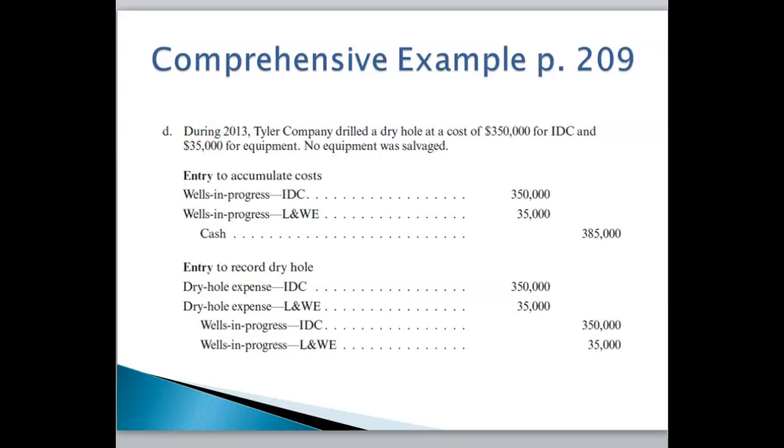When it's determined that it's a dry hole, we would debit dry hole expense IDC for $350,000. We would debit dry hole expense for lease and well equipment of $35,000. And we would credit our wells in progress IDC that we've recorded of $350,000, and we would credit our wells in progress lease and well equipment for $35,000. So this would be reclassifying the wells in progress that we have recorded to the dry hole expense.